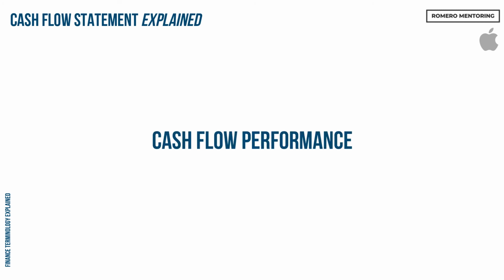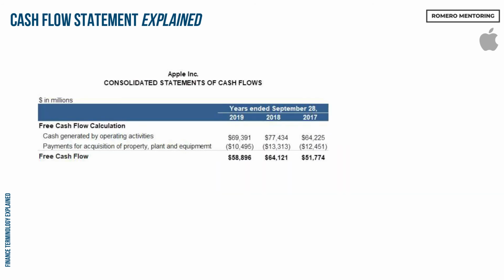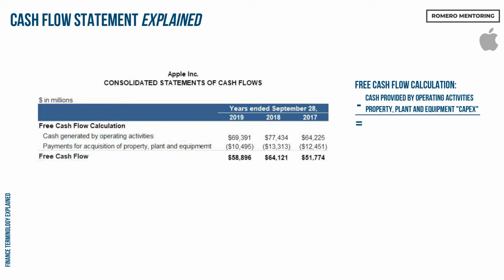Now let's take a look at a more narrow measure of Apple's cash flow performance by calculating their free cash flow. If you recall, the formula for free cash flow is cash flow from operating activities less your capital expenditures, or your property, plant, and equipment. You'll see that for 2019, Apple's free cash flow is $58.8 billion. In the previous year, it was $64.1 billion. And in 2017, it was $51.7 billion.